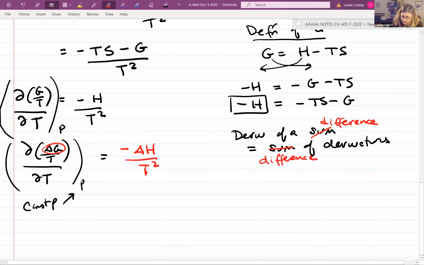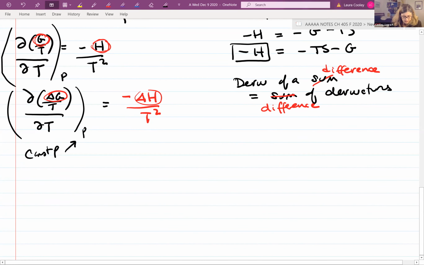Every time you differentiate G products, you'd get H products. Then when you subtract the derivative with G reactants, you get H reactants. So you'd end up with delta H between the products and reactants. So we have this nice formula here.